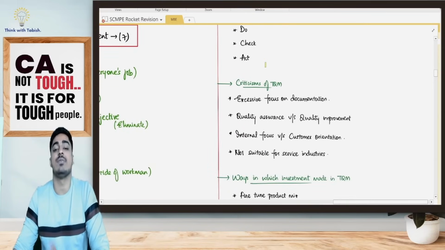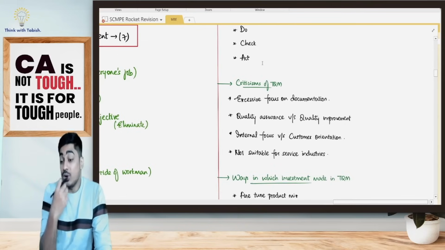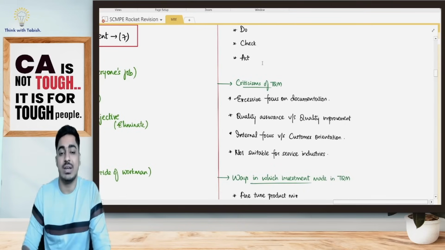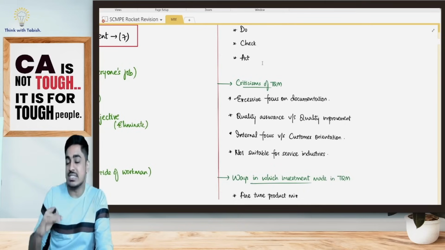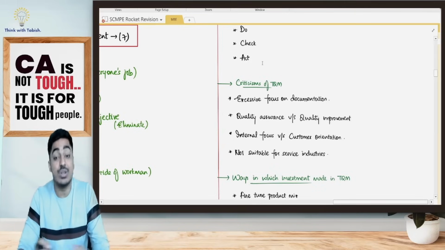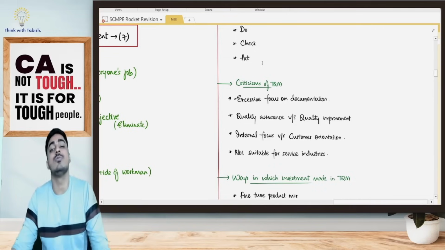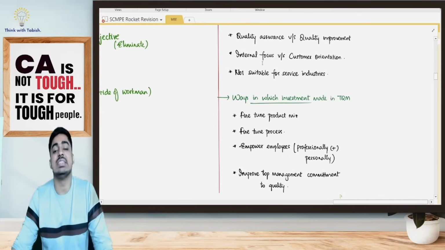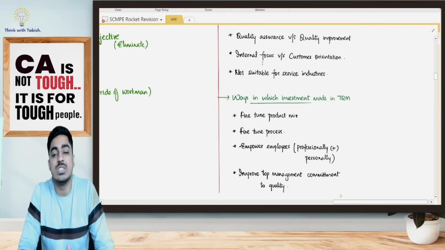Criticisms of TQM, they have told excess focus on documentation we are doing. Again, we are focusing on quality assurance, not on quality improvement. Yes, we are having an internal focus as against customer orientation. Again, TQM is focusing on standardization, so it will not be suitable for service industries. Next, different ways in which we can be making investment in TQM.